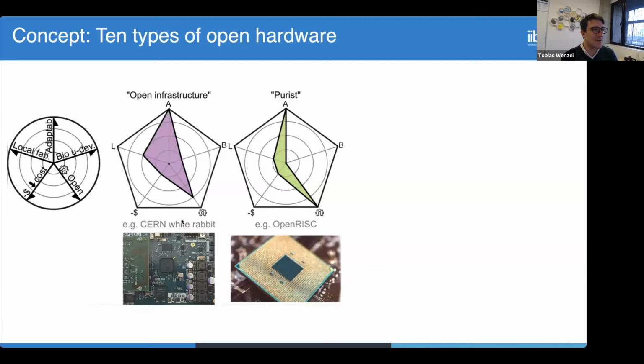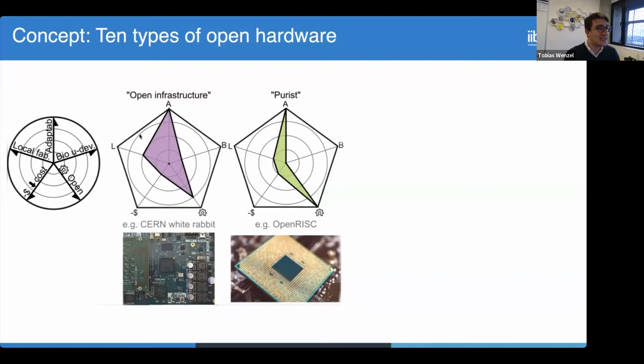And they have this White Rabbit project. Here's an example that allows very, very precise timing synchronization across places that are far apart. So in different parts of this many kilometer wide particle accelerator, they need to make measurements and coordinate their equipment operation. And they developed this open source board, for example, that is now used in many other instruments as well.